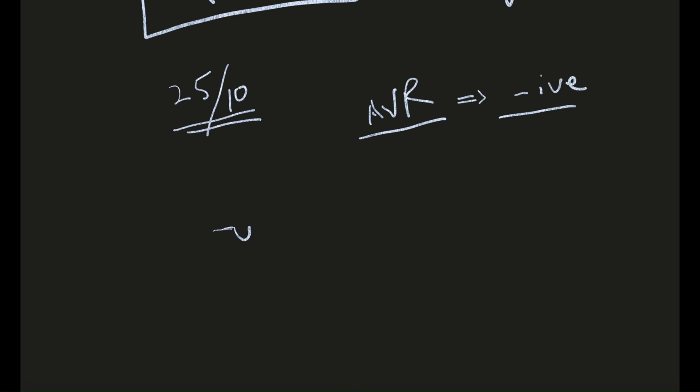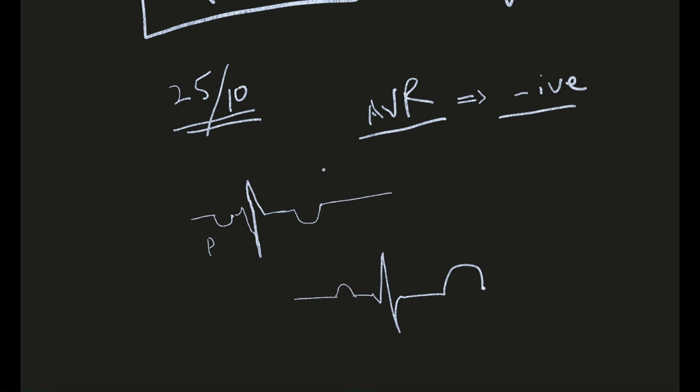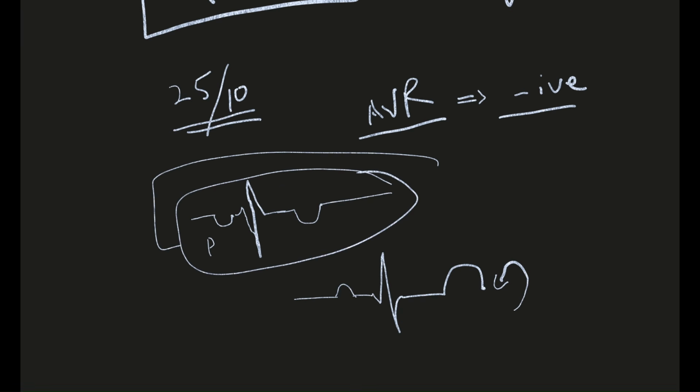P wave will be negative, then there will be QRS complex, then there will be T wave. If I draw the normal P wave, QRS complex, T wave, just look at this one. If you flip it upside down like this, it will become an upside down flip pattern, a mirror pattern of this ECG.